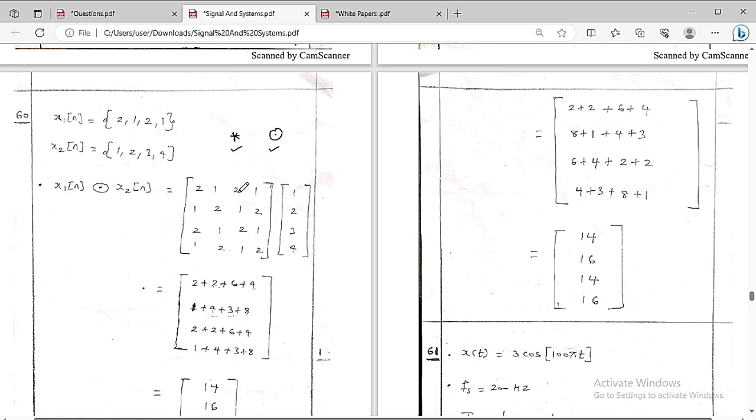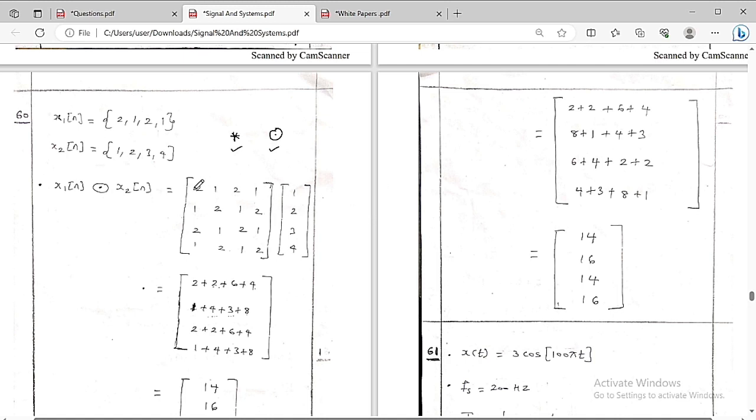So here 2, 1, 2, 1, then from here 2, 1, 2, 1, from here 2, 1, 2, 1, next 2, 1, 2, 1. This is x1 of n. Then x2 of n, take the elements 1, 2, 3, 4. Now do the matrix multiplication.